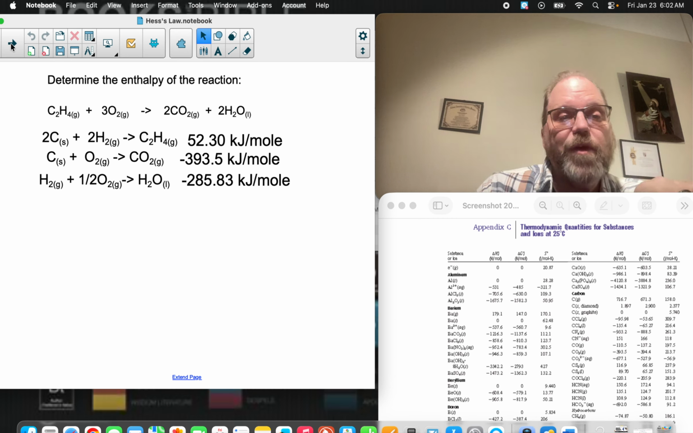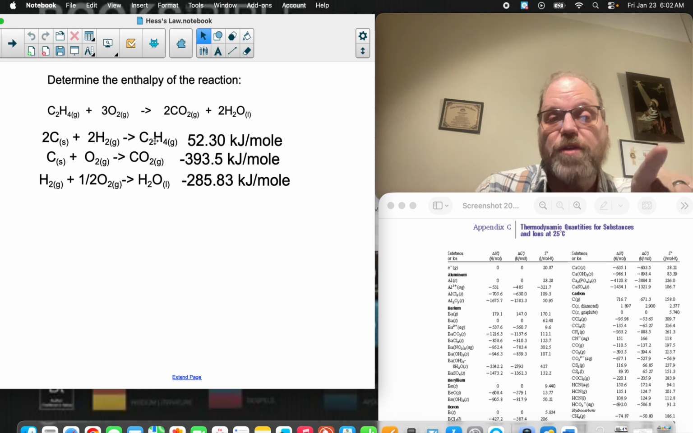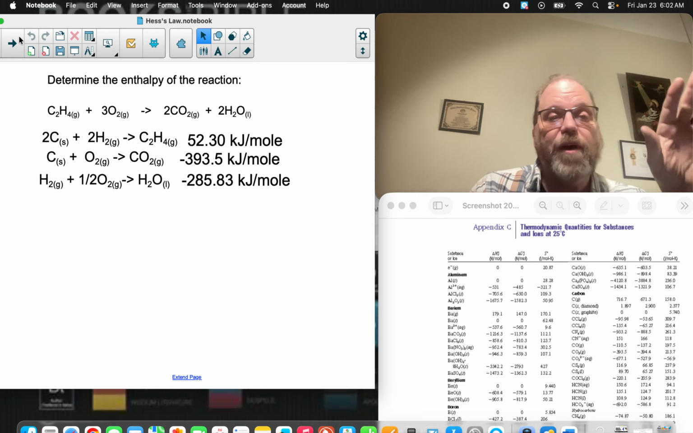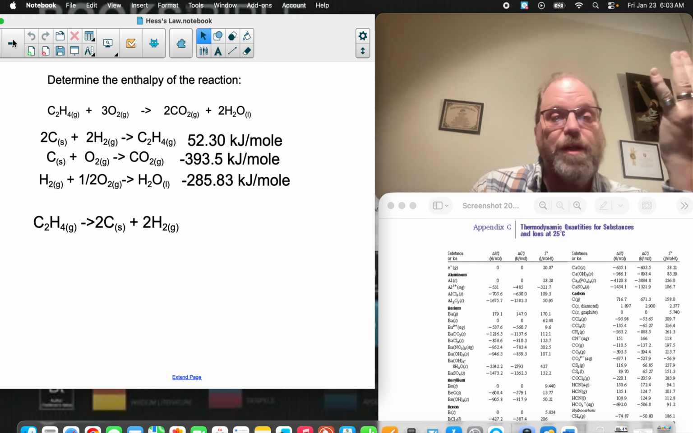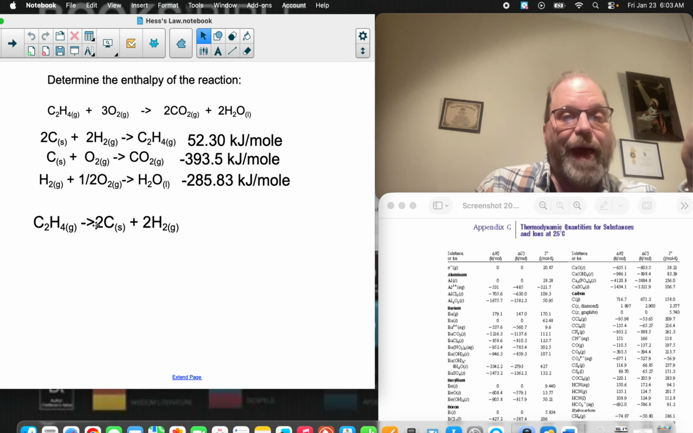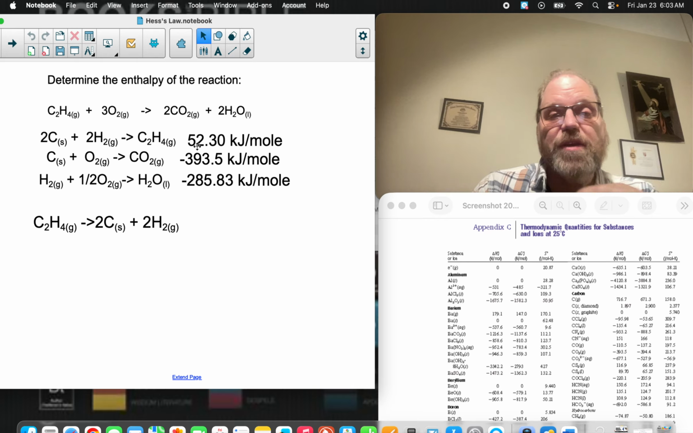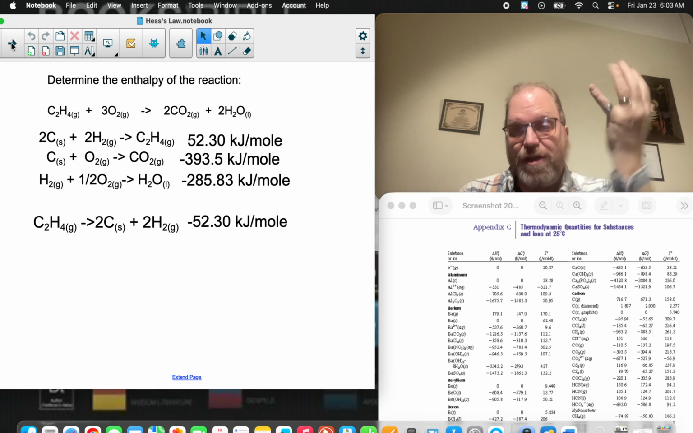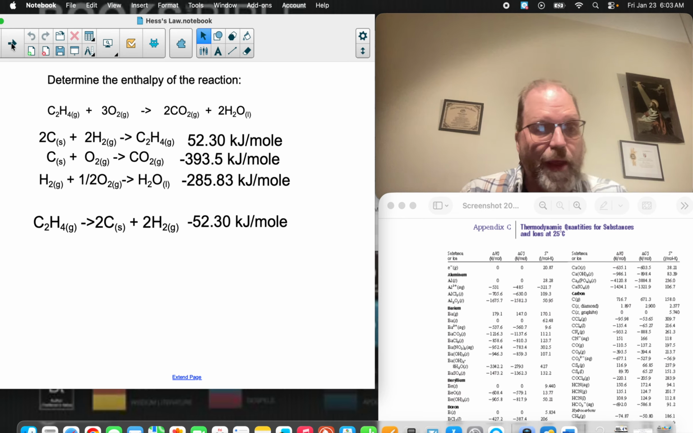Now, look at the reaction here. C2H4 is on the reactant side. Over here, it's on the products. So we're going to have to flip that reaction. When we flip that, instead of being a positive 52.30, it's going to be a negative because the reaction is going in reverse. All right, the number of moles are the same, so we're good there.